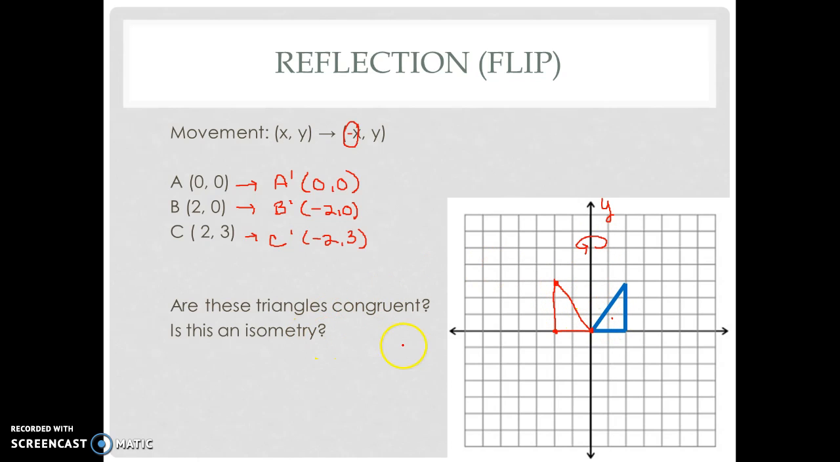So are these triangles congruent? Absolutely. The base is 2, the height is 3. These are the exact same triangle. So yes, they're congruent. And again, yes, a reflection is an isometry. That means a rigid transformation. We didn't change size, we didn't change shape, we didn't change area, we did not change angle measures, we didn't change anything about it, except that we kind of copied it and reflected it over that y-axis.